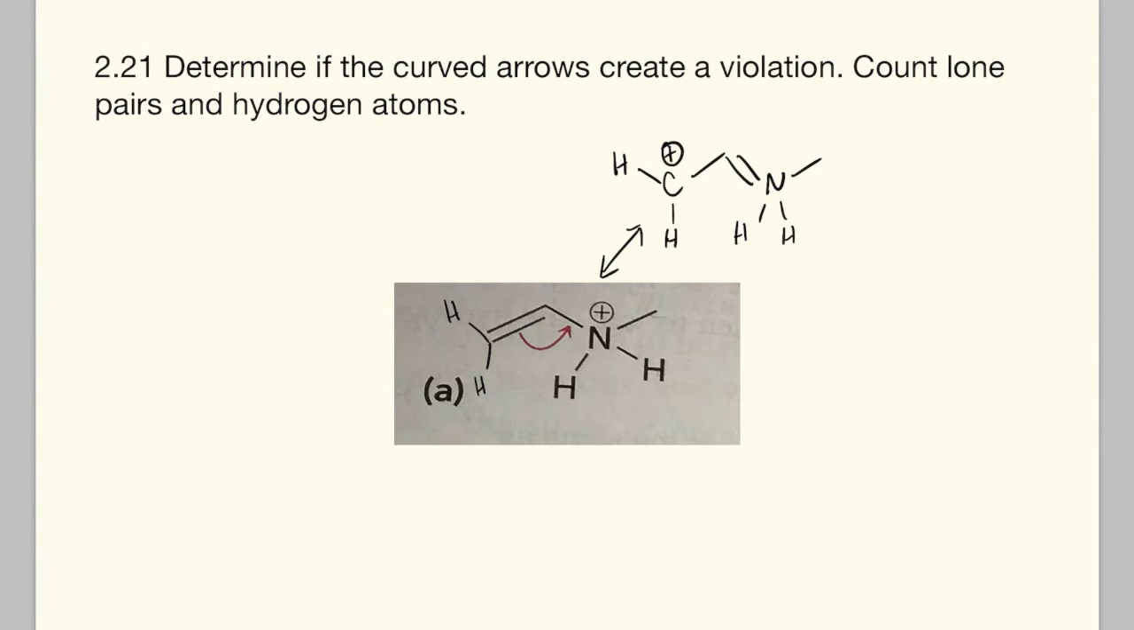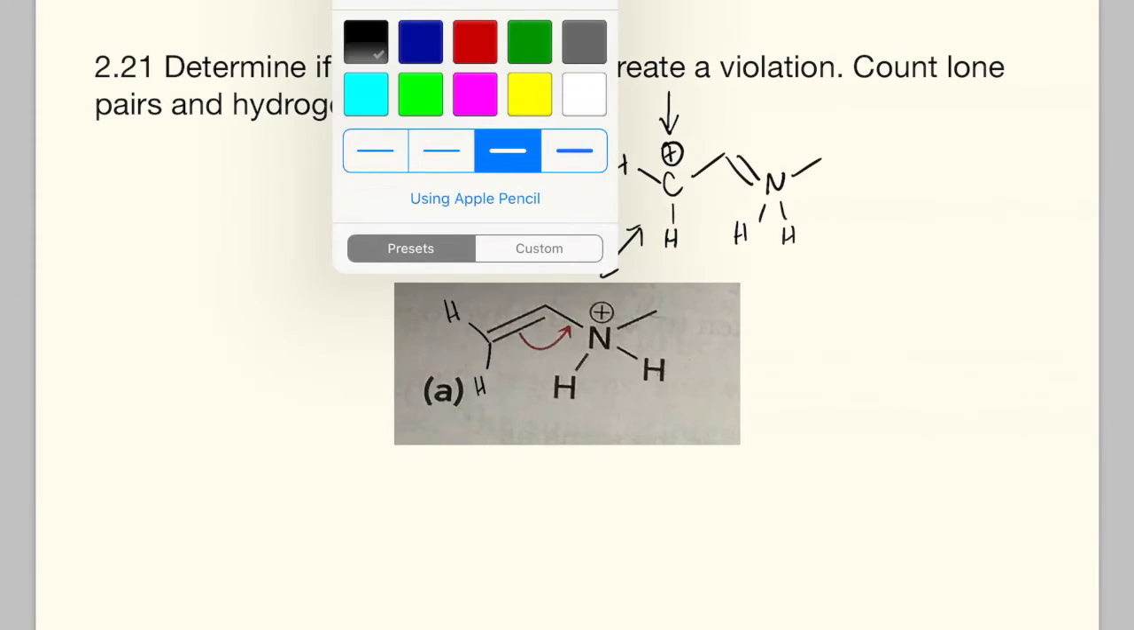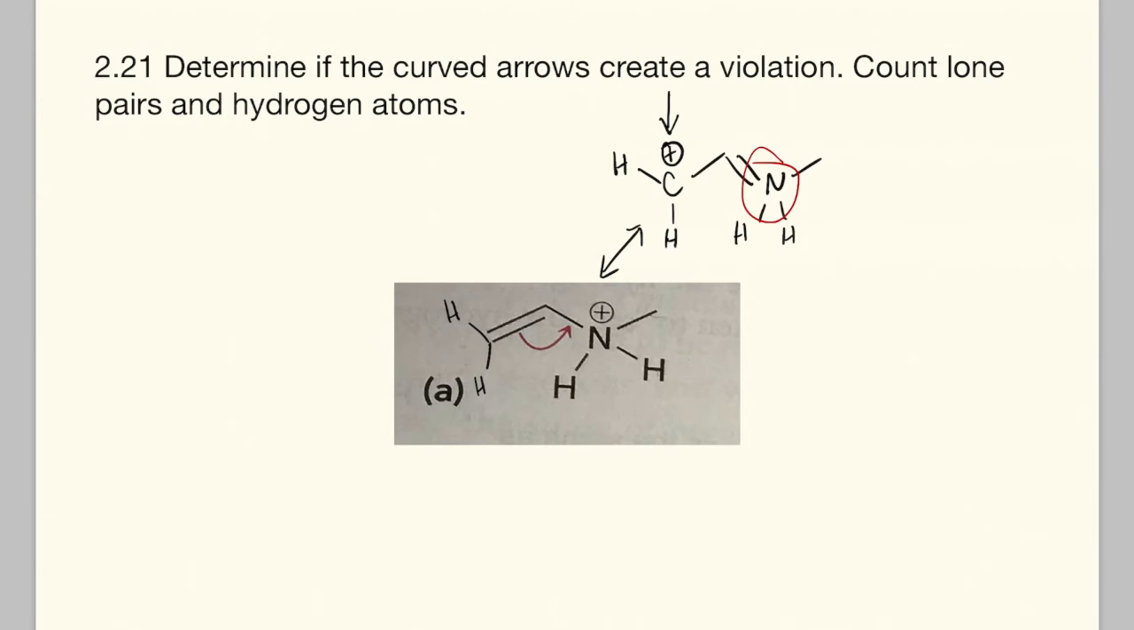So in this situation, it's not too terrible that we don't have an octet on this carbon. But what's really bad is this carbon here has 5 bonds or 10 electrons, and nitrogen never has more than 8 electrons. So that's a violation.